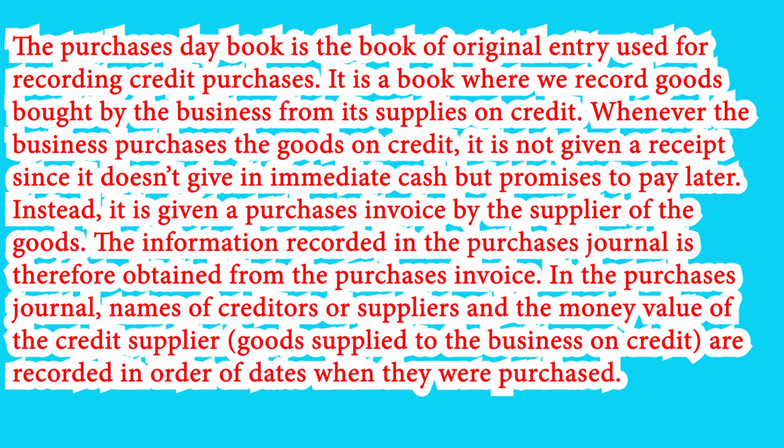Instead, it is given a purchases invoice by the supplier of the goods. The information recorded in the purchases journal is therefore obtained from the purchases invoice. In the purchases journal, names of creditors or suppliers and the money value of the goods supplied to the business on credit are recorded in order of dates when they were purchased.